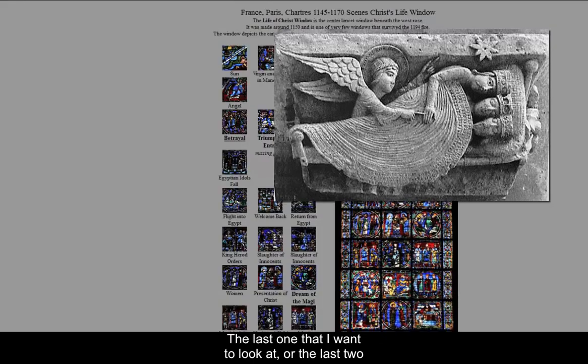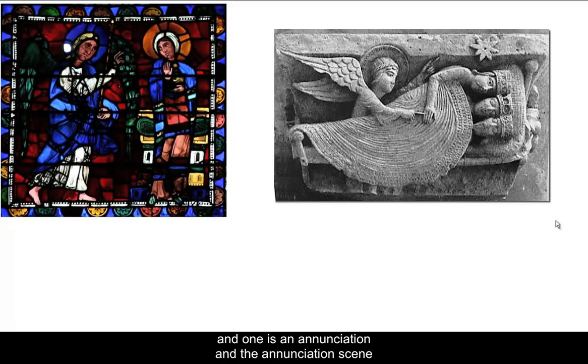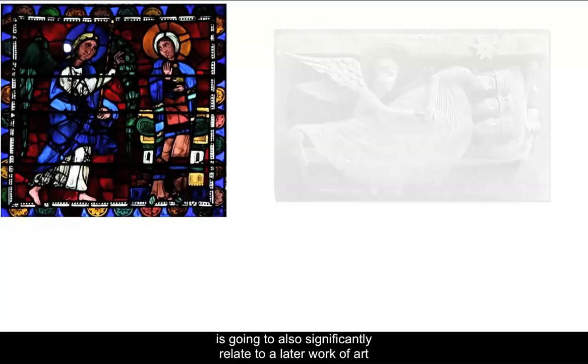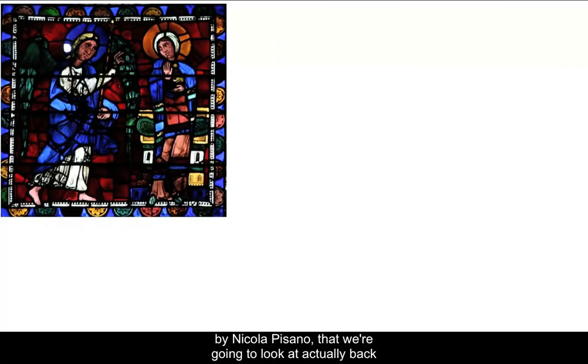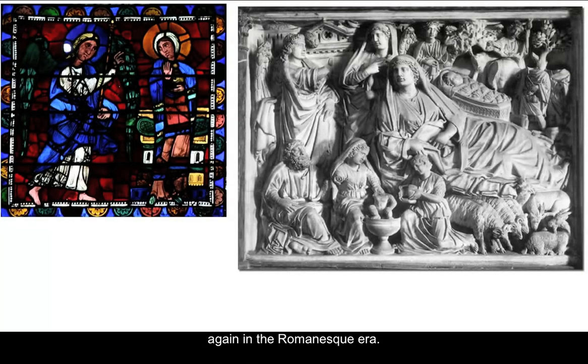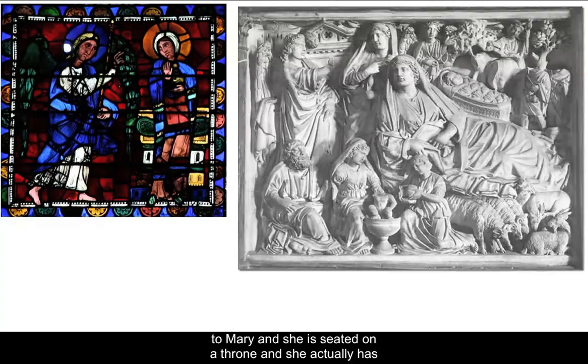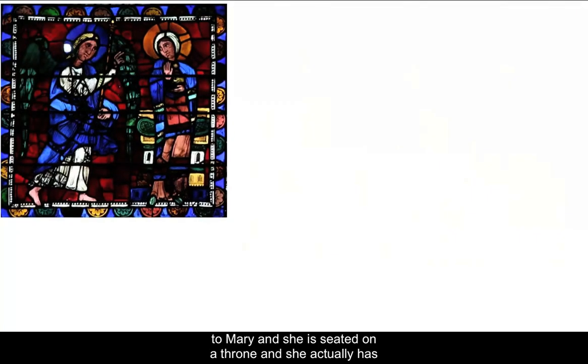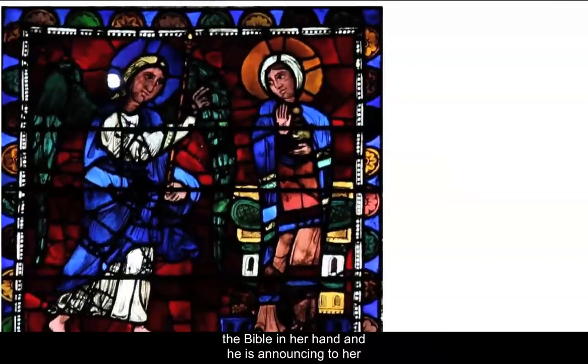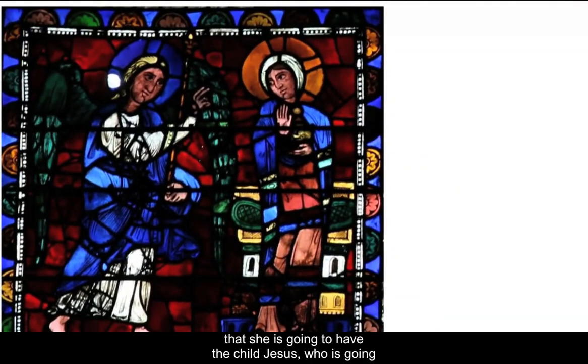The last one that I want to look at, or the last two, one is an Annunciation. And the Annunciation scene is going to also significantly relate to a later work of art by Niccolo Pisano that we're going to look at actually back again in the Romanesque era. And what we have here is the angel Gabriel announcing to Mary, and she is seated on a throne, and she actually has the Bible in her hand, and he is announcing to her that she is going to have the child Jesus, who is going to be the Son of God and be an earthly manifestation of God on the earth.